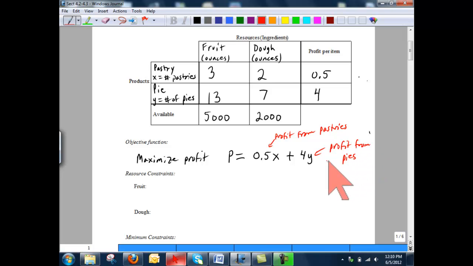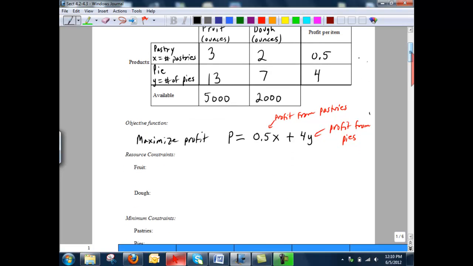from pies. If I add the two profits together, all the profit I make from selling pastries plus all the profit I make from selling pies, that's my total profit. And so I want to choose X and Y in order to make P be as big of a number as possible. But there are constraints involved.